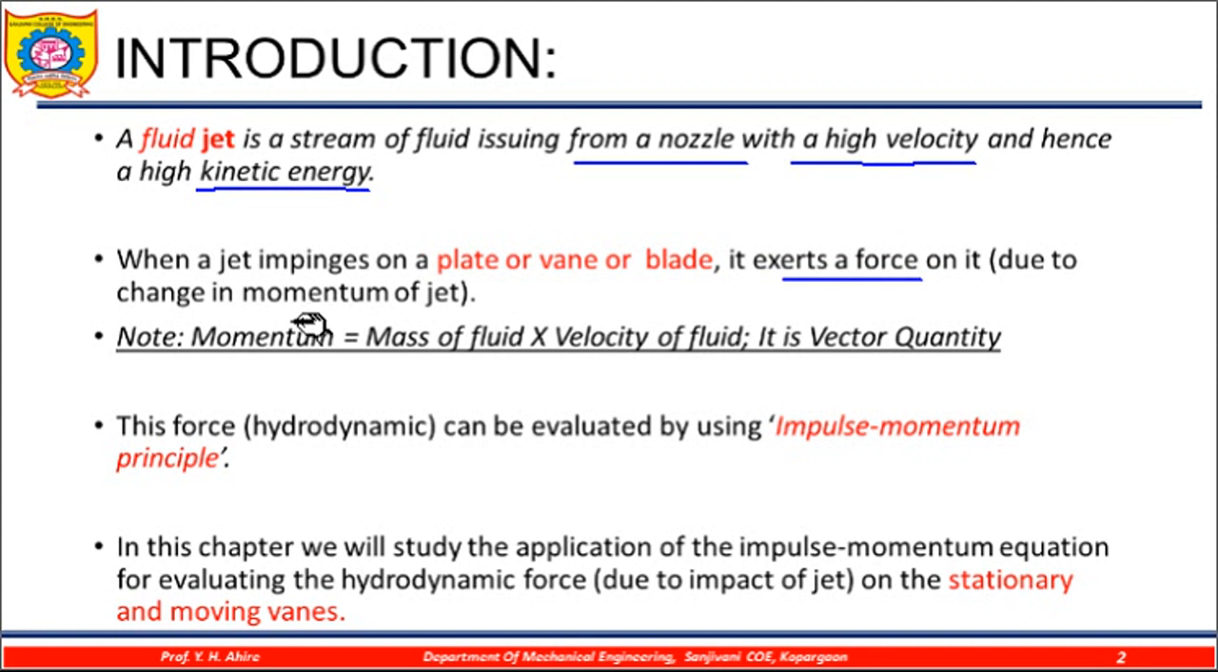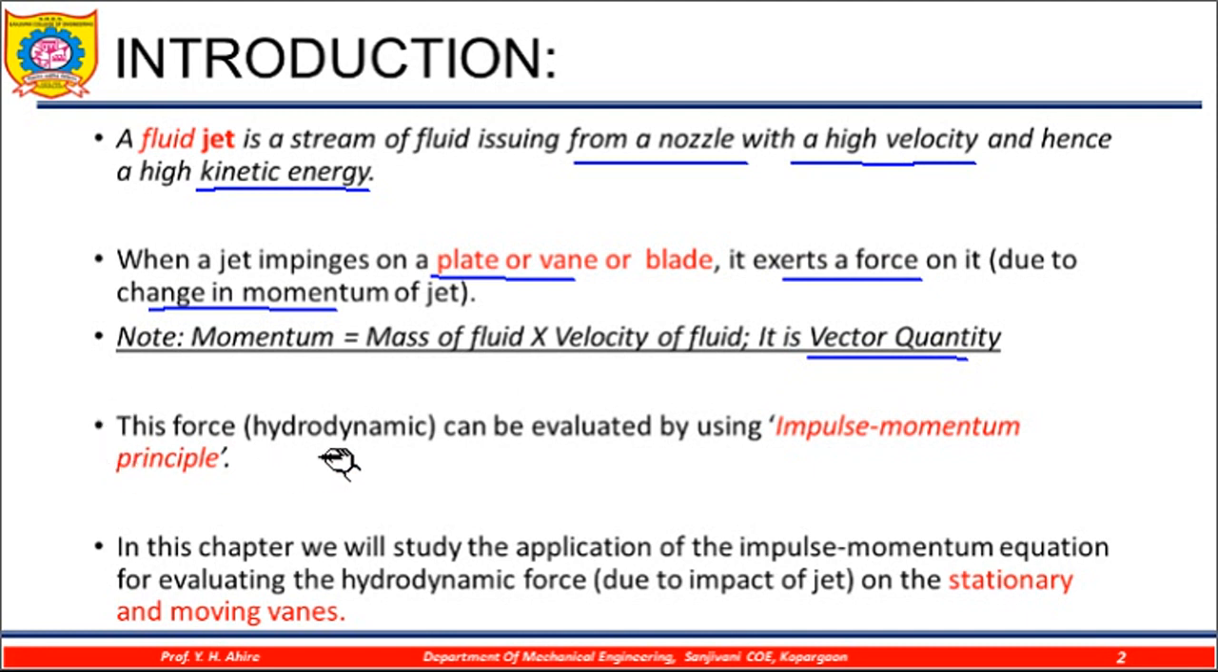Whenever a jet produced by the nozzle impacts on the plate, on the vane or a blade, it will exert a force on it. That is due to change in momentum of the jet. Okay, remember, momentum is a product of mass of fluid and velocity of fluid. General formula, mass into velocity, and thus it is a vector quantity. Why? Because velocity is a vector quantity, mass is a scalar quantity. So the product of these two, momentum, is a vector quantity.